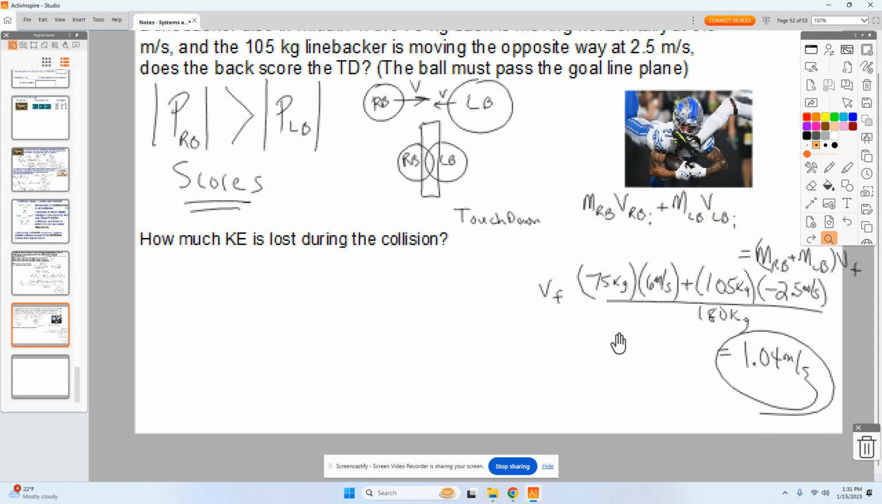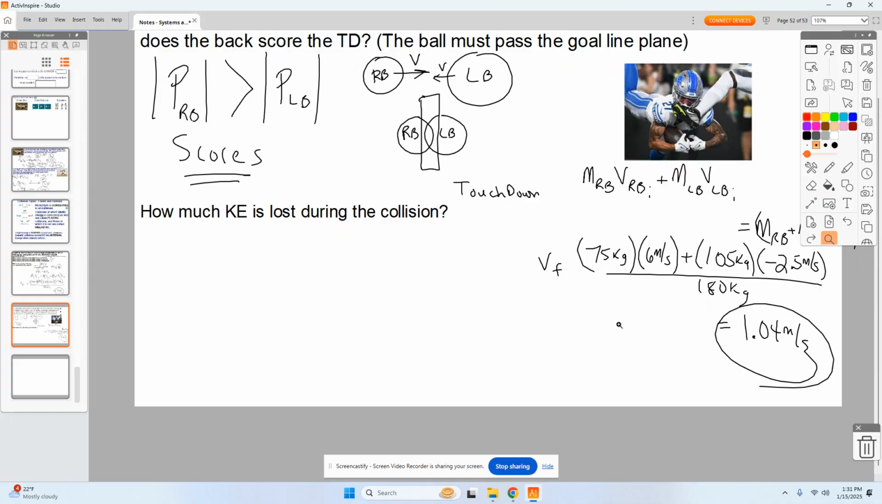Now, I want to talk a little bit about kinetic energy loss. So how would I quantify the amount of energy loss? A lot of energy went into other forms, and so we want to quantify that. So it's our last topic here. Let's go ahead and do that.